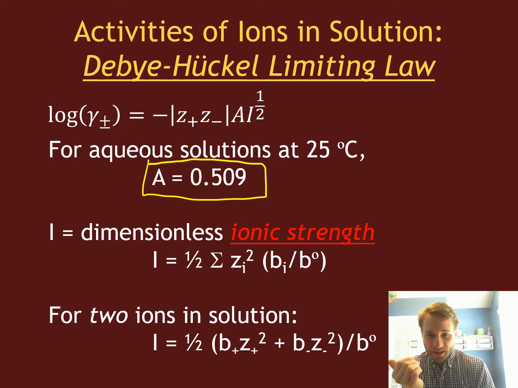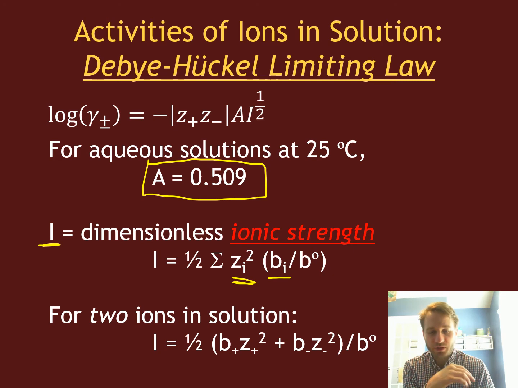Right, so that is what A is, and then the last term is I, what is called the ionic strength of your solution. The ionic strength of your solution is the sum of the charges of the ion squared times the molality of that ion, divided by 1 molal to make it a unitless quantity, right?